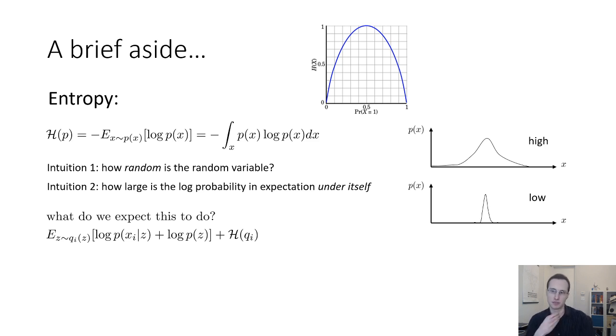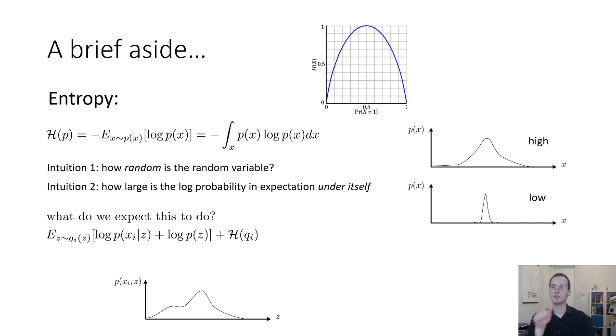So then we could ask, for the expression that we saw at the end on the previous slide, what would we expect this expression to do? Right? We're maximizing entropy over Qi. We're going to make this quantity big. And then we're also maximizing the expected value of those log probabilities. Well, the first term is going to encourage putting a lot of probability mass on a value of z for which log p of xi given z plus log p of z is large.